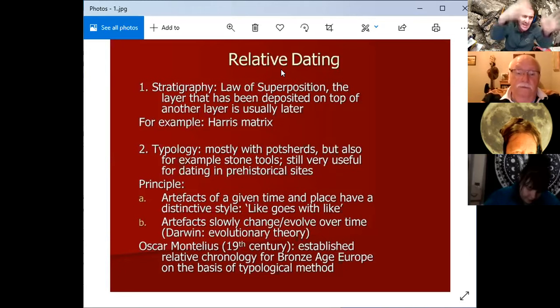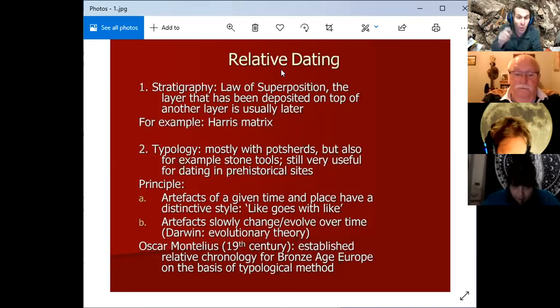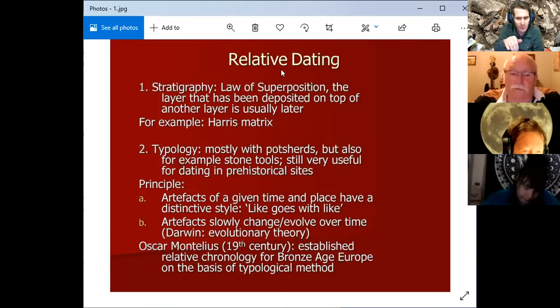If those layers below open up because they've been cut into by a post hole or a well or something else like that, things can get contaminated. But the law of superposition is that the layer on top is newer than the layer below. I know that sounds obvious.